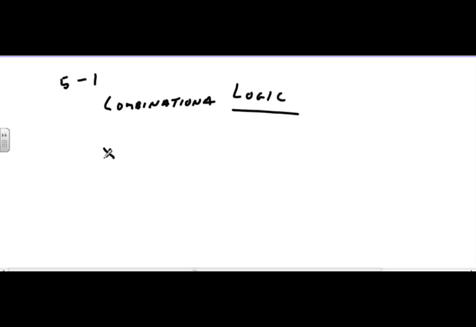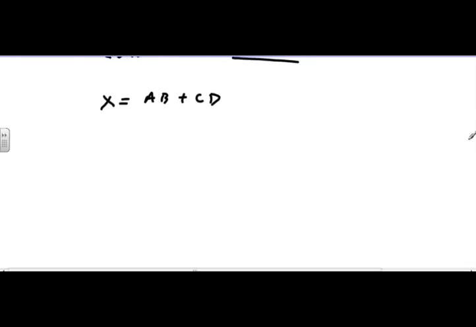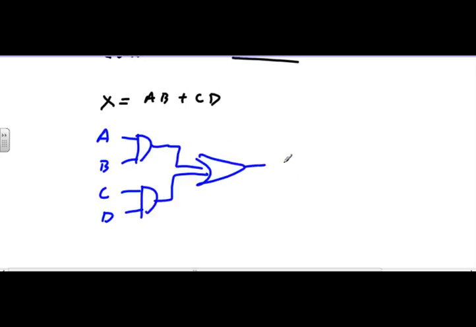So if I have x is equal to a, b, or c, d, then how am I going to do that? Well, I'm going to say there's a, there's b, there's c, there's d, and I'm going to come in through an AND and I'm going to come in through an AND and then I'm going to OR those guys, and I'm going to say that's x. So I have some combination of things that are giving me some output. That's what I'm going to do. I can go the other way, but I'm not going to go the other way quite yet.